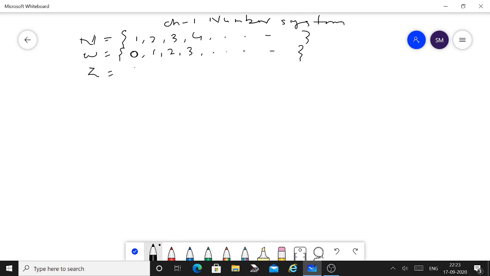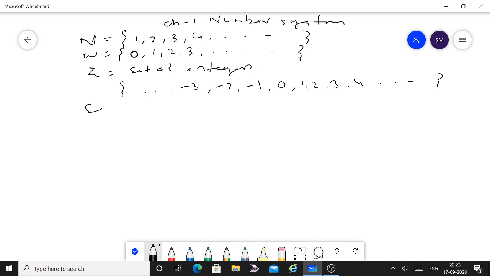Then Z is the set of integers. Integers may be negative, may be positive. -3, -2, -1, 0. 0 is at the middle. Then left is for negative integers, right is for positive integers.